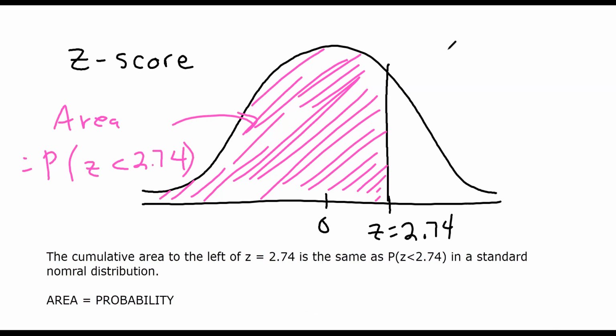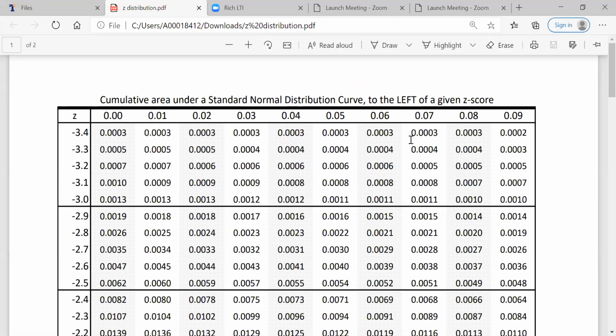All right, so anyway, as I was saying, whatever this area is, it equals the probability that Z is less than 2.74. So we will be using areas under curves to represent probabilities. So what exactly is that area? Well, there's a way to get it using technology, but there is also a way to get it using this table. Let me show you the table, and then I'll go back to the problem.